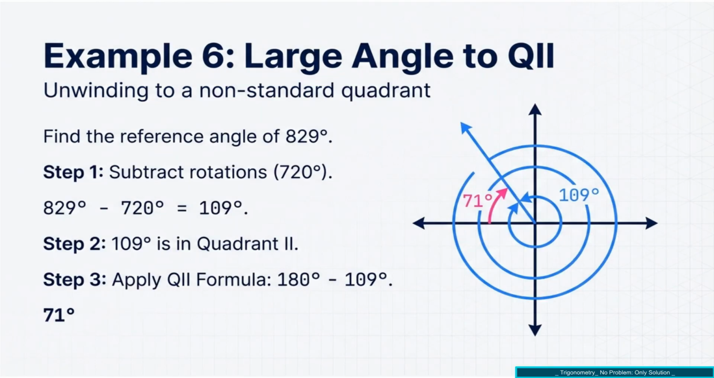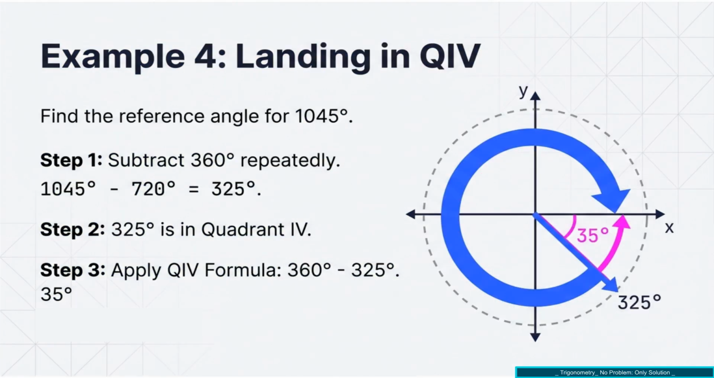In Example 3, a large angle unwinding to a non-standard quadrant, 829 degrees. Subtract 720 degrees to get 109 degrees. Since 109 degrees is in Quadrant 2, we use the formula 180 degrees minus 109 degrees, resulting in 71 degrees. Example 4 involves landing in Quadrant IV. For 1045 degrees, subtract 720 degrees to get 325 degrees. Then apply the Quadrant IV formula, 360 degrees minus 325 degrees, resulting in 35 degrees.